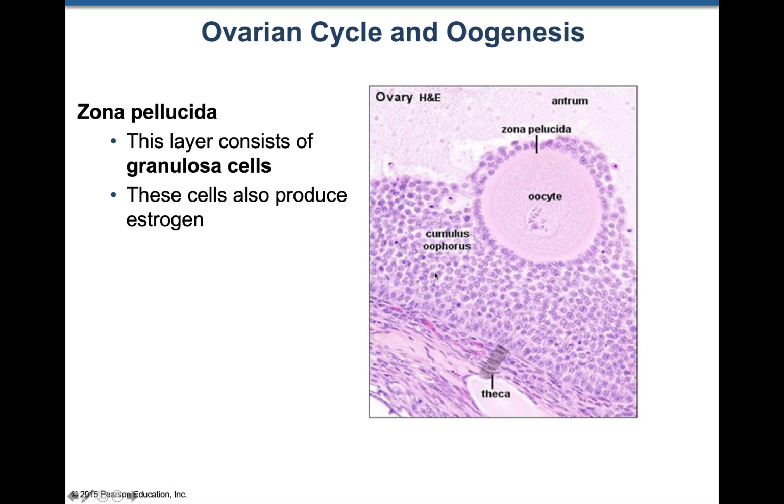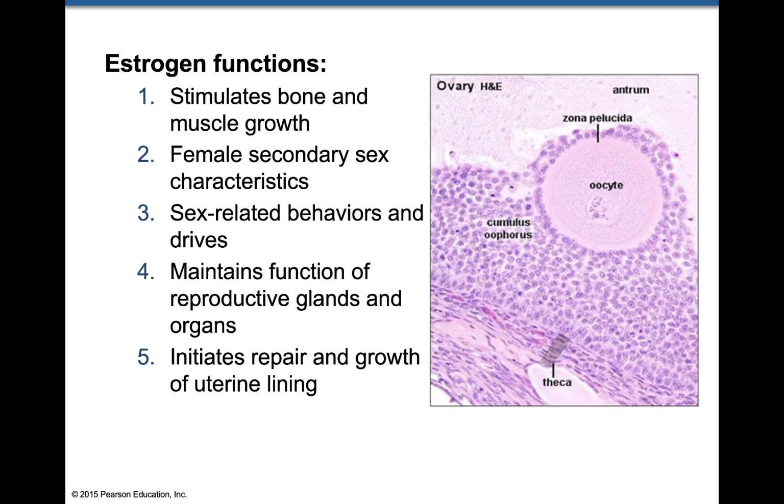There's a thick membrane that surrounds the female egg, and that's called zona pellucida, and it's a layer of granulosa cells, and these are also going to be producing estrogen. The function of estrogen is to stimulate bone and muscle growth. That's why osteoporosis is more common in females once they reach menopause, because the estrogen production declines. It also gives secondary sex characteristics to females and sex-related behavior such as sex drive, and it's going to maintain function of reproductive organs, and it's going to initiate the repair and the growth of the uterine lining as well.